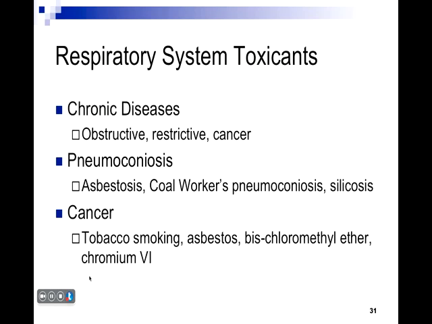Now, some other respiratory system toxicants, things that cause diseases. They can be obstructive, restrictive, or cancer. Obstructive diseases are those which have plugging up of the airways, like asthma. Restrictive diseases are when your lungs become filled with scar tissue from exposure over years to things like silica, and you can't breathe in and out very readily anymore. And cancer, of course. And most of your restrictive diseases are going to be caused by inhalation of dust.